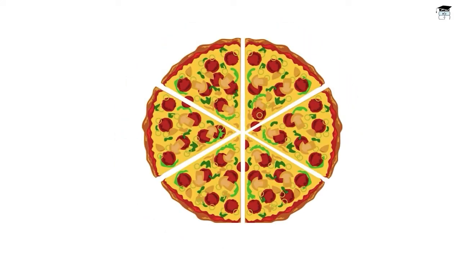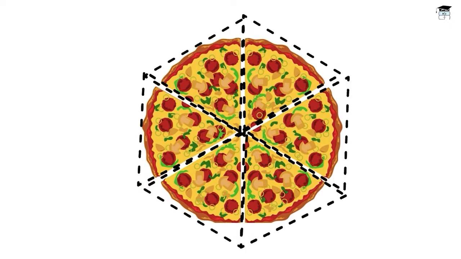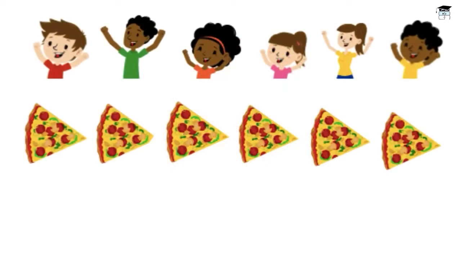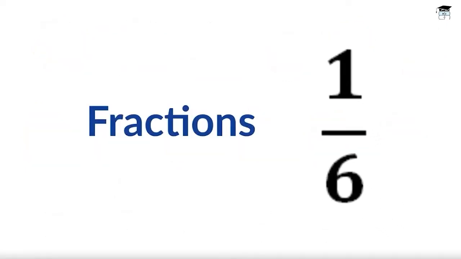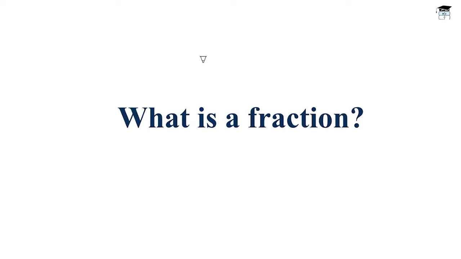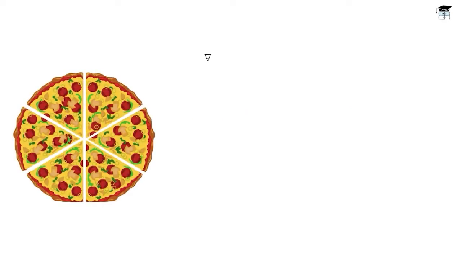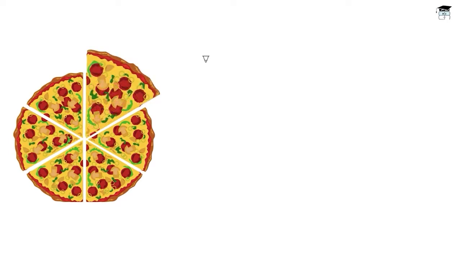You have divided one whole pizza into six equal parts. So each one of you will get one part out of the six parts of the pizza. Or can we say that each one of you has 1/6 part of the pizza? Numbers in this form are known as fractions. So what is a fraction? The easier definition of the fraction is some part or a piece of something. The numbers of the form a by b are called fractions.